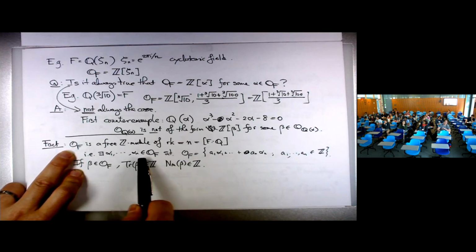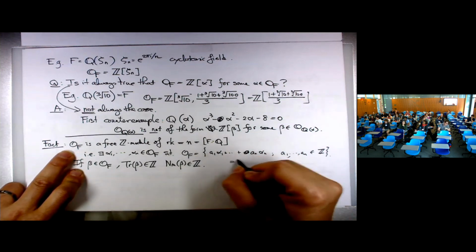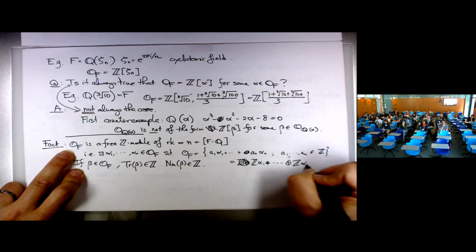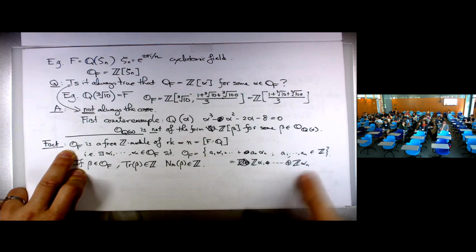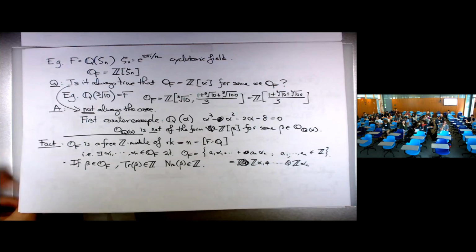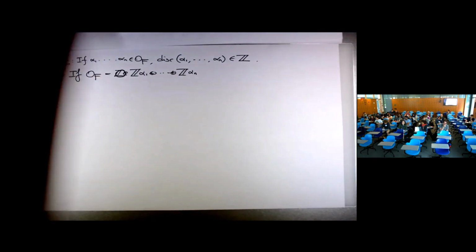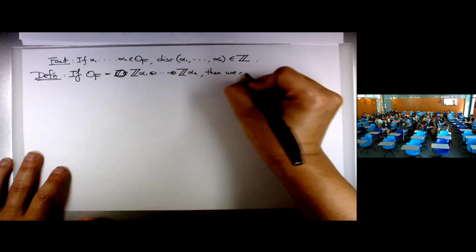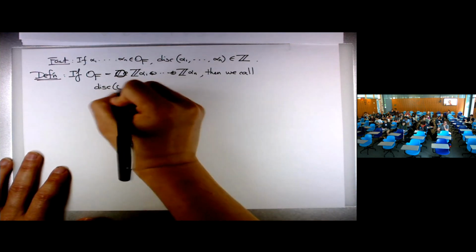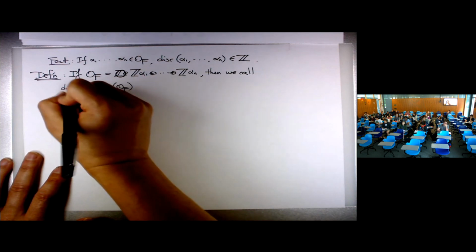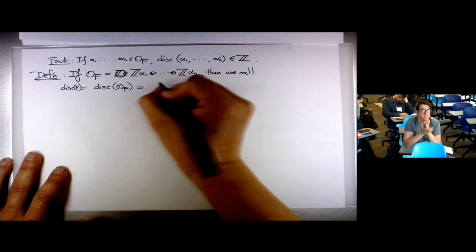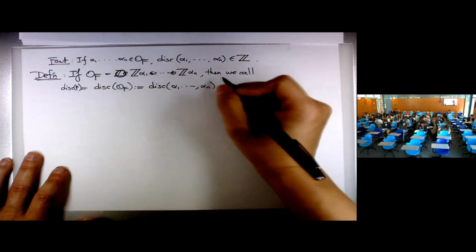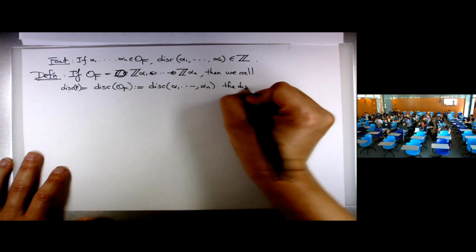Then I can find alpha 1 through alpha n such that OF looks like this. In a fancy way, this is written as Z alpha 1 through Z alpha n. So these alpha 1 through alpha n are the Z-basis of OF. Now, if I have this, then we call it the discriminant of OF, or sometimes still write discriminant of F. This is defined to be the discriminant of alpha 1 through alpha n as defined on the previous page.